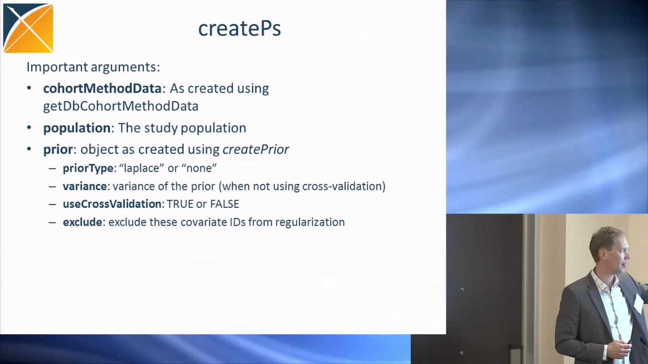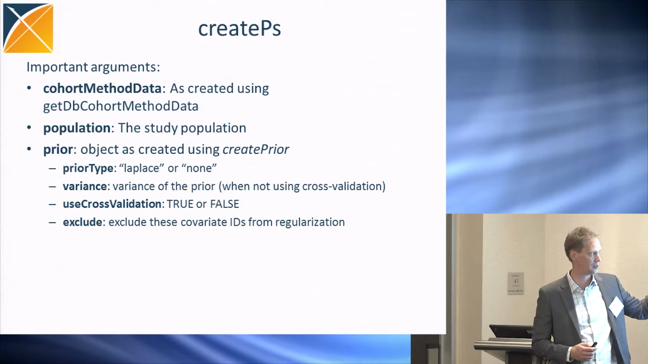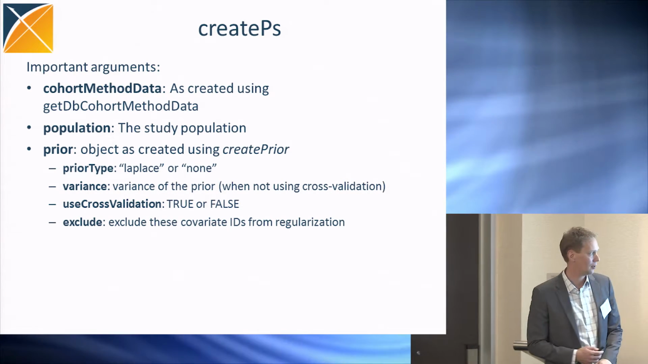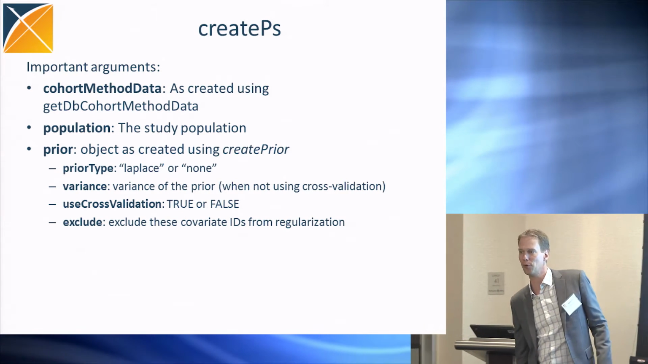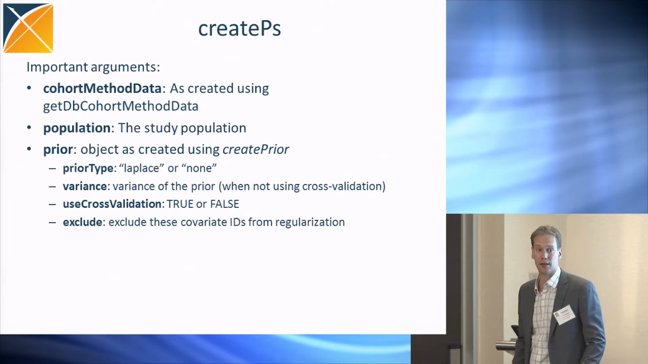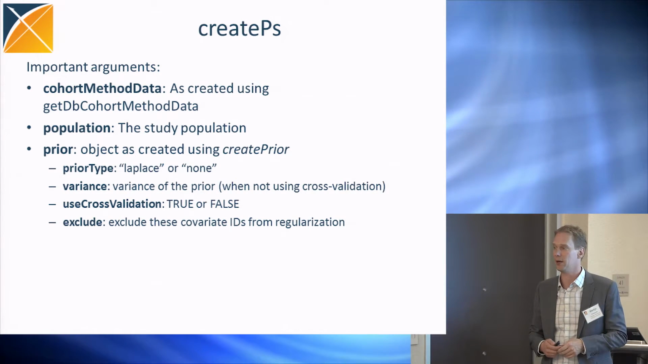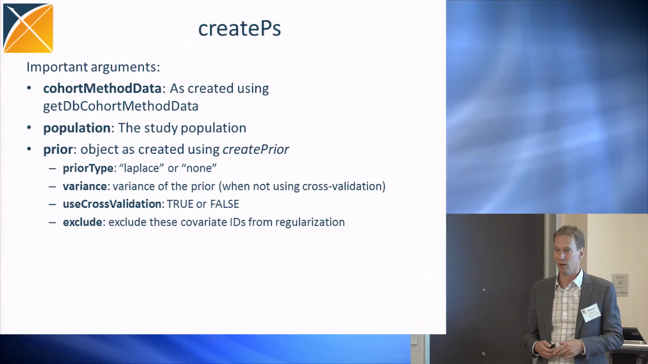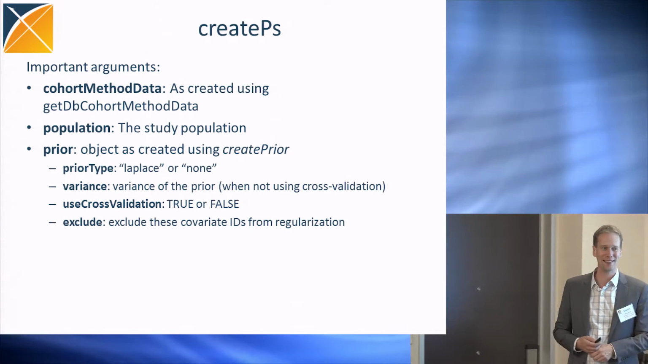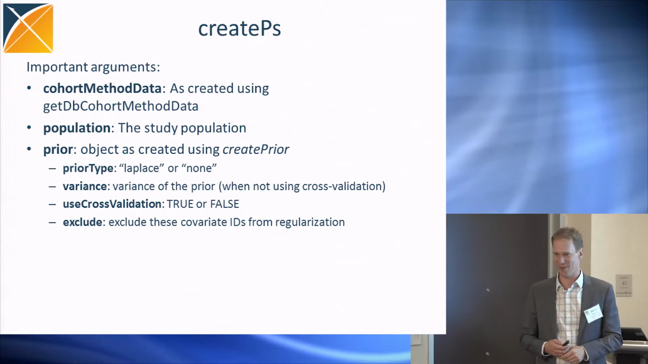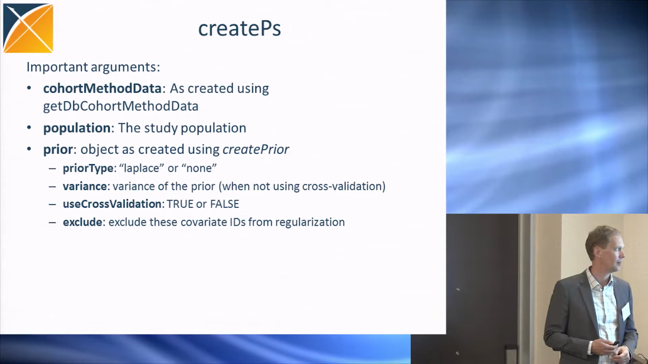There is an argument called prior, that specifies the prior that you want to use. By default it's Laplace, and actually I forgot to mention that you can also set it to normal. You can also set it to none, meaning that no prior is used, and it actually becomes an ordinary logistic regression. In this case, because we only have 17 covariates, it will just work fine if you set it to none.